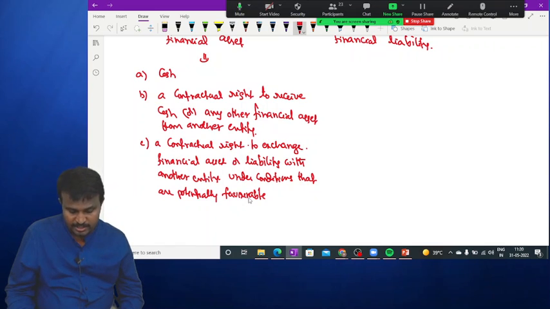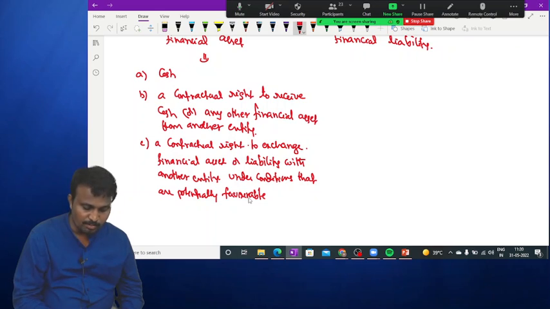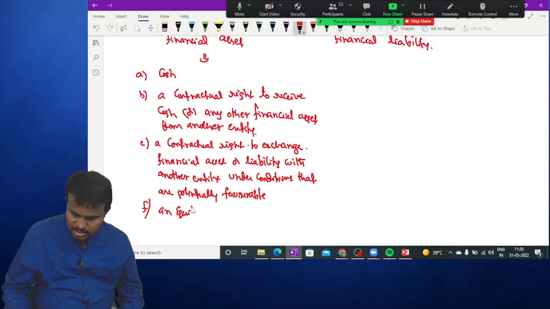A contractual right to exchange financial asset or liability of another entity under the condition that it will become potentially favorable to that entity. And the last one, an equity instrument of another entity.